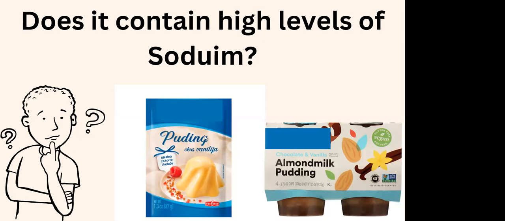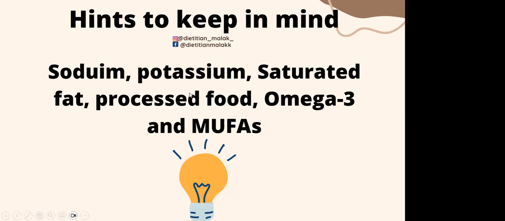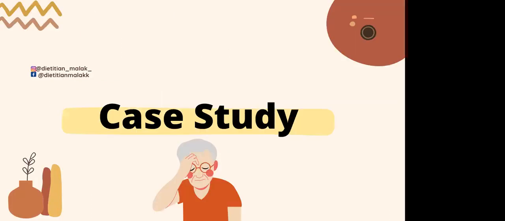Next up, things to keep in mind before we get into our case: you need to focus on the sodium, the potassium, the saturated fat because of the LDLs, the processed foods because of the high amount of sodium, the omega-3 because it has anti-inflammatory effects, and last but not least, the MUFAs. MUFAs, which are monounsaturated fats, are found in olive oils, mostly. They have an anti-inflammatory effect, and they have the potential to raise the HDL, which can counteract the effect of LDL. Now let's get into our case study.